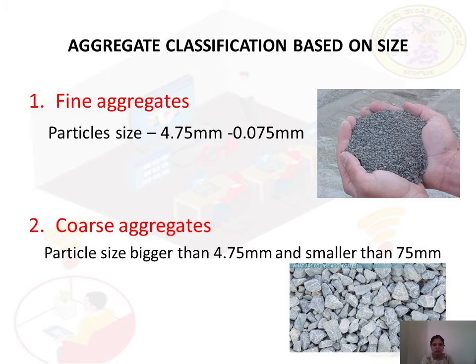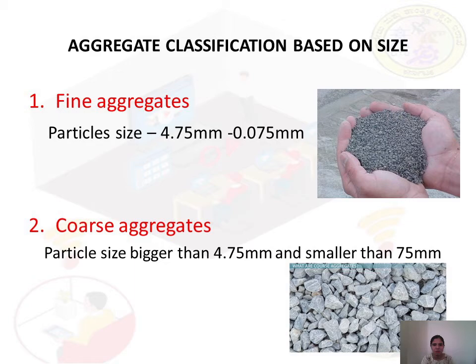The fine aggregate and coarse aggregate, the only difference is the size of the aggregates. If the size of the aggregates is less than 4.75 mm, it is said to be fine aggregate. If the size of aggregate is greater than 4.75 mm, it is said to be coarse aggregate. You can see here in the sketches the fine aggregate and coarse aggregate. Okay.